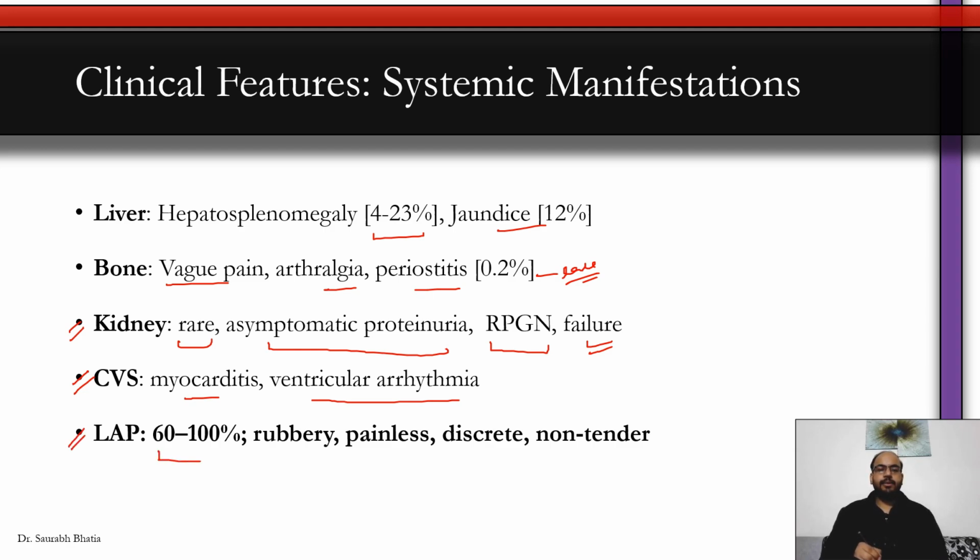Lymphadenopathy is seen in 60 to 100%, and lymph nodes are rubbery, painless, discrete, non-tender. Remember that what actually happens in the pathomechanism of syphilis is that first the mucosa gets inflamed, then the lymphatics, lymph nodes, blood, and then each and every organ is at risk of developing these kinds of manifestations.